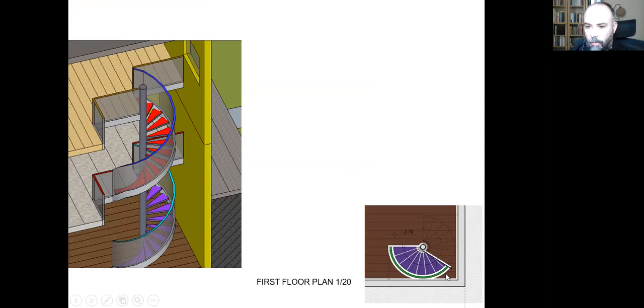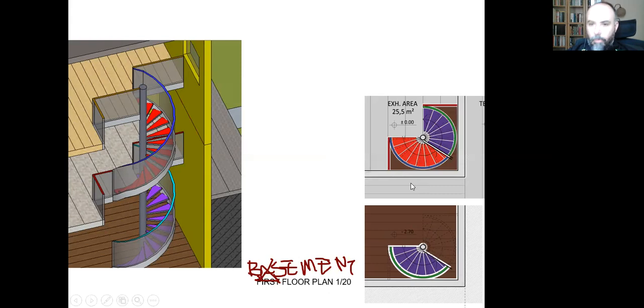So this is the ground floor, basement floor. That was wrong. It shouldn't be the first floor. It's the basement floor. Let me revise that. It's the basement floor. And let's check the ground floor this time.